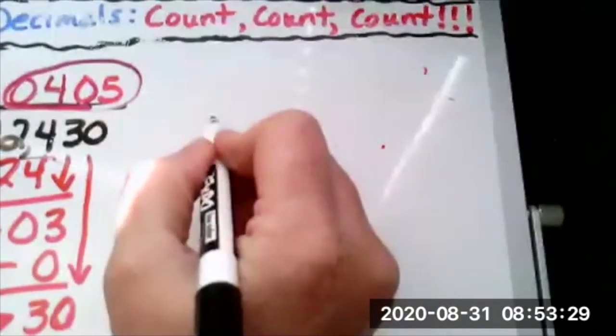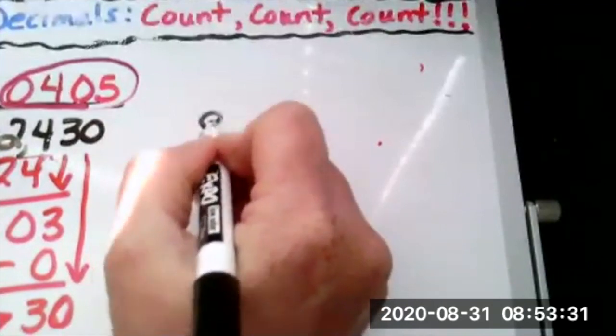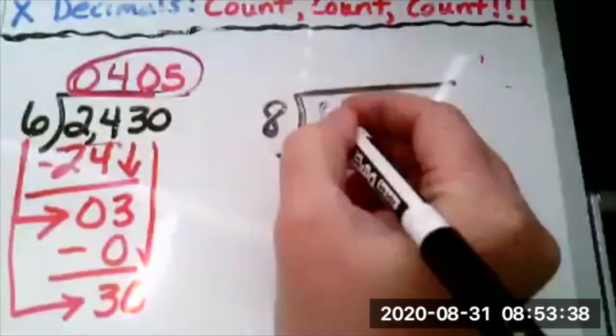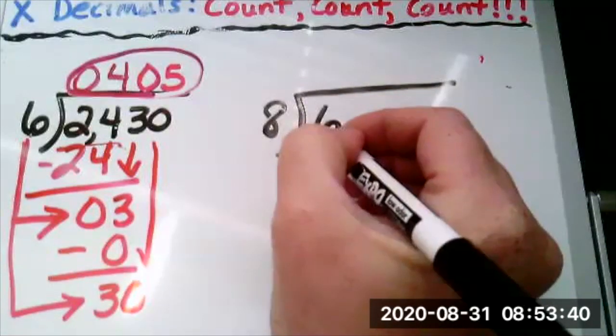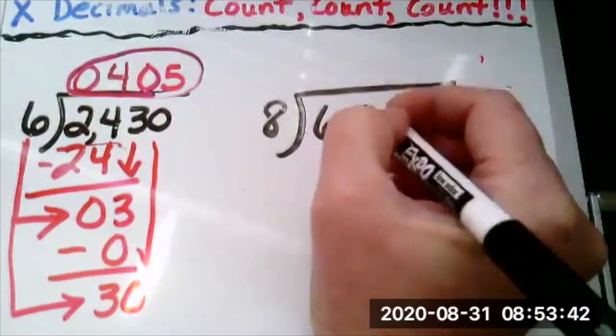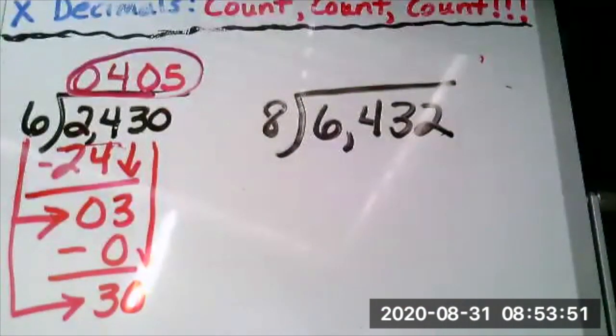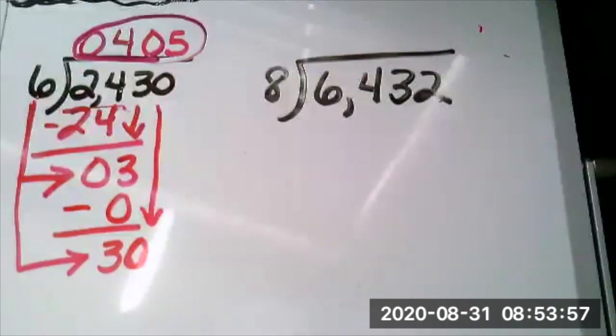Let's see. I'm going to go 8. I'm going to do another one very similar to this one, so I'll leave the example. 8 into 6,432. All right, go for that one. 8 into 6,432. That's your next problem.